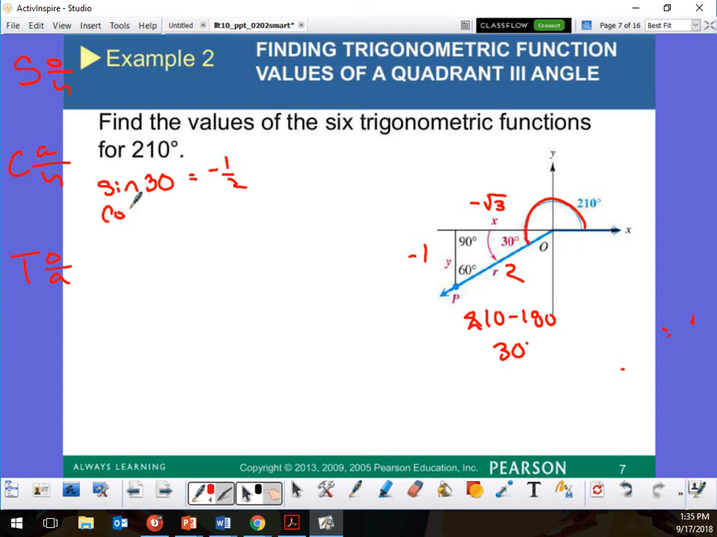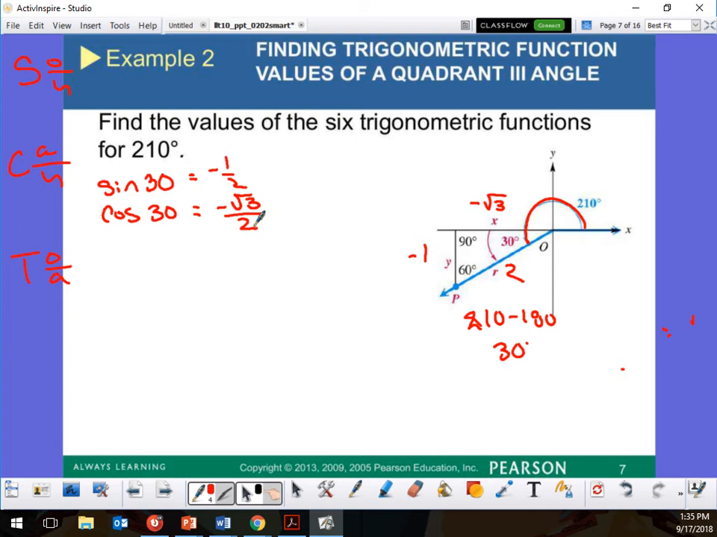So cosine of 30, that's my reference angle here. It's actually of 210, but for what we're using here, it'll be 2 over rad 3, negative rad 3 over 2. Negative rad 3 over 2, because it's adjacent over hypotenuse.